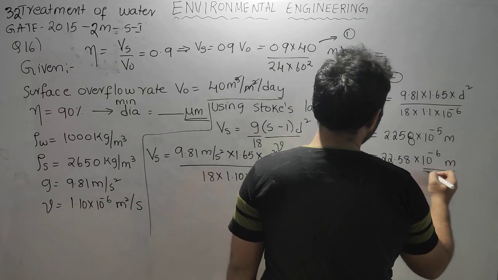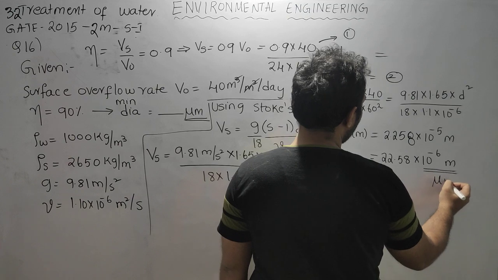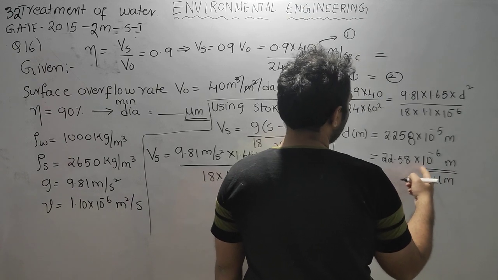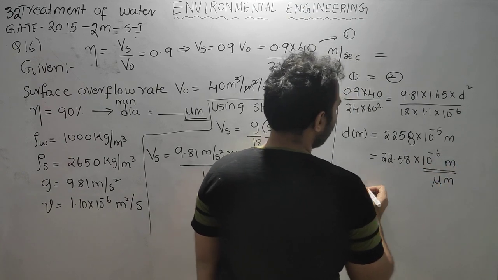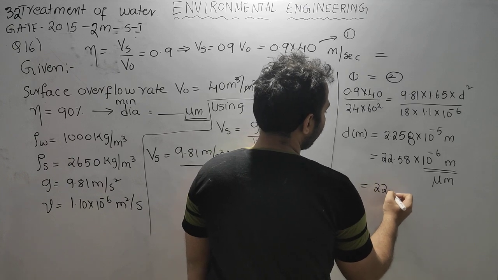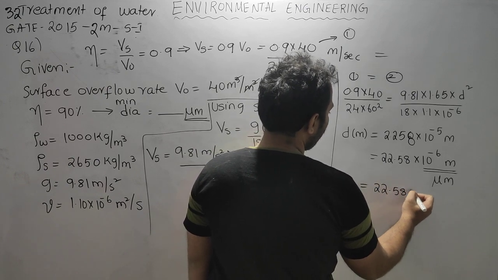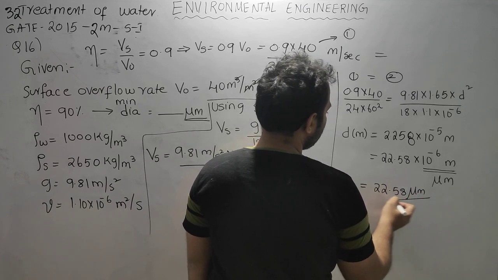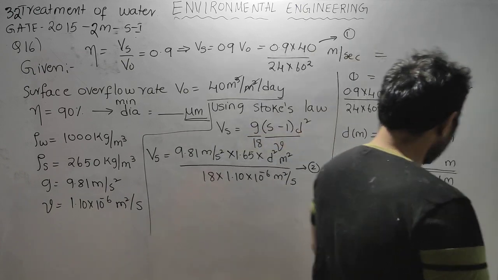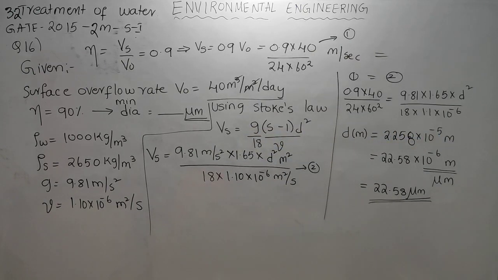So 10 to the power of minus 6 meter is nothing but micrometer. So it is 22.58 micrometer. Okay, this is the answer. 22.58 micrometer is the minimum diameter that can be removed at an efficiency of 90% for this given data. Okay, so let us go to the next question.